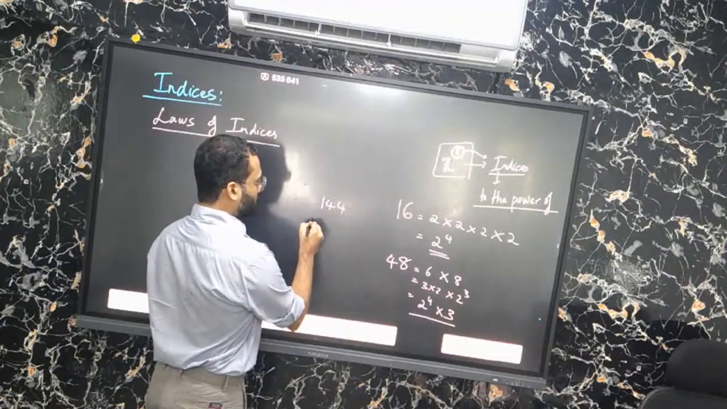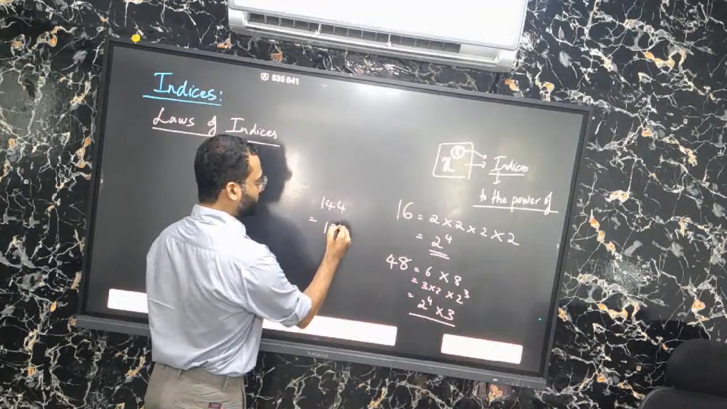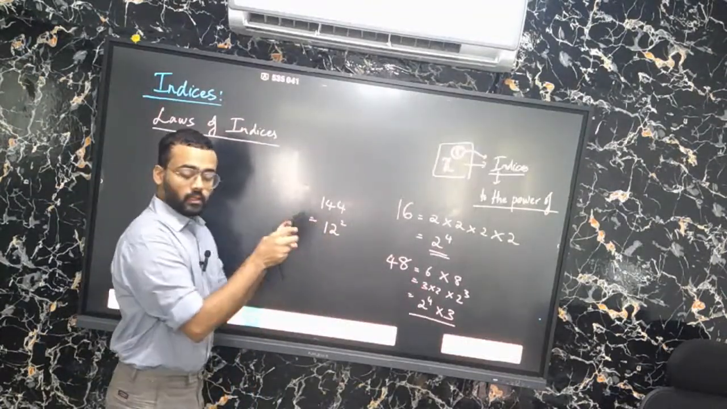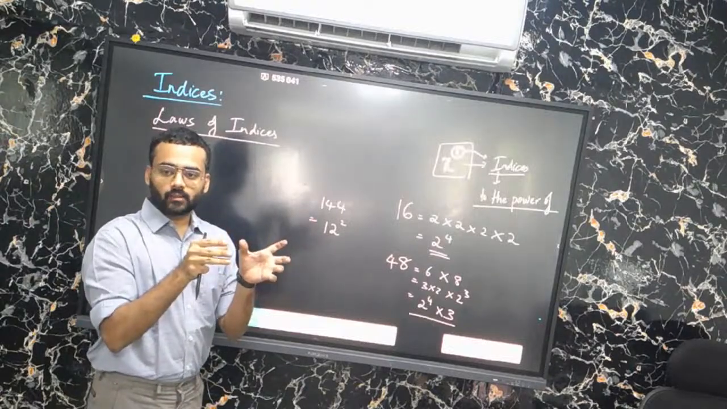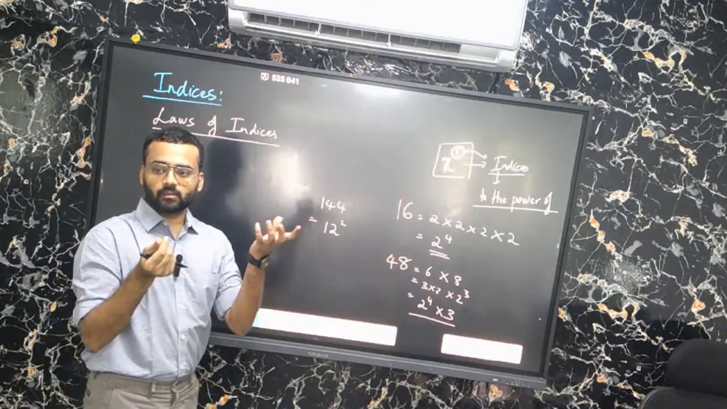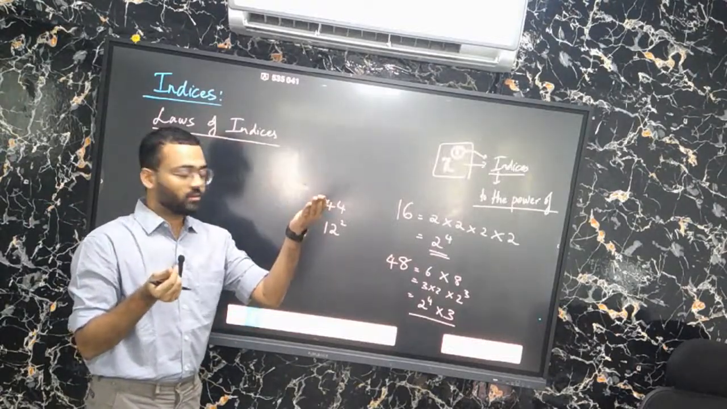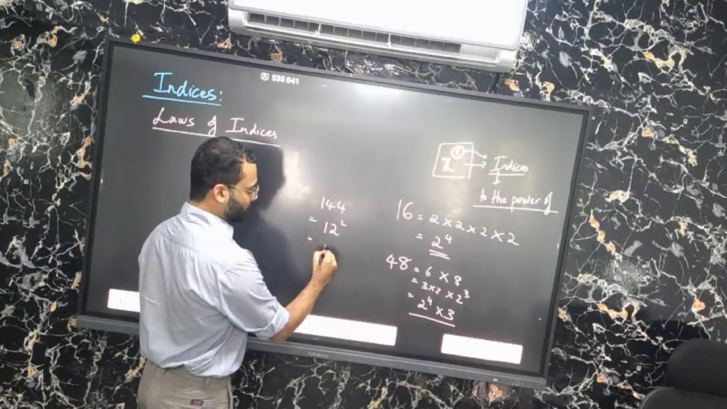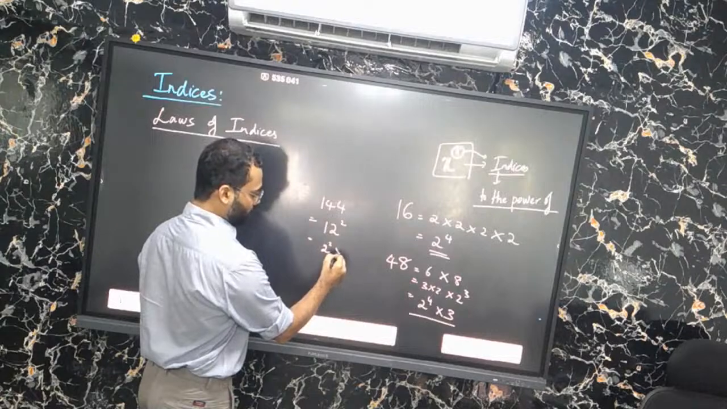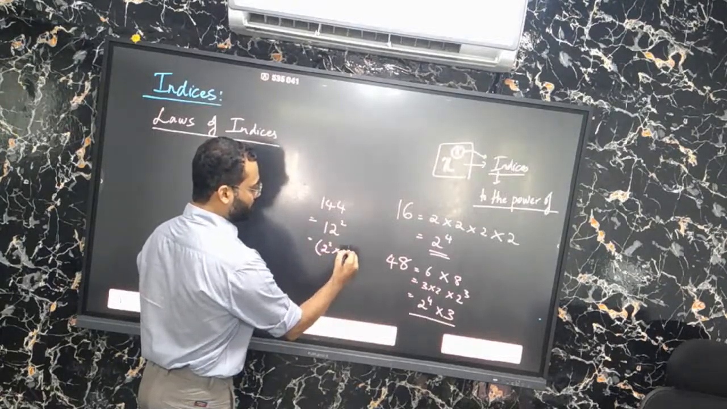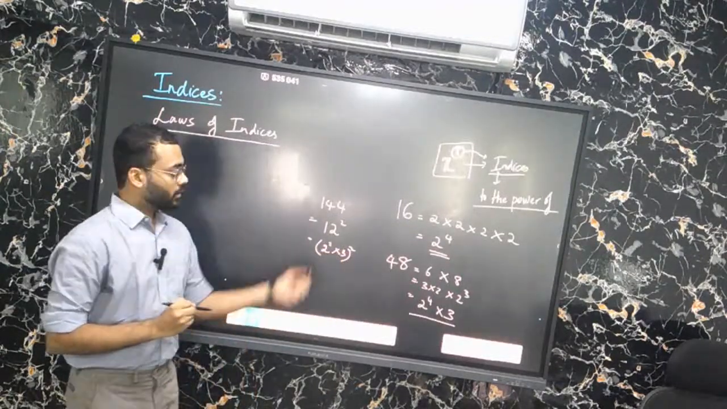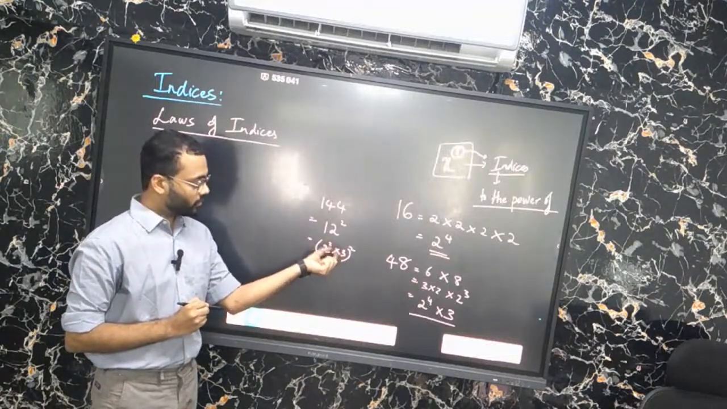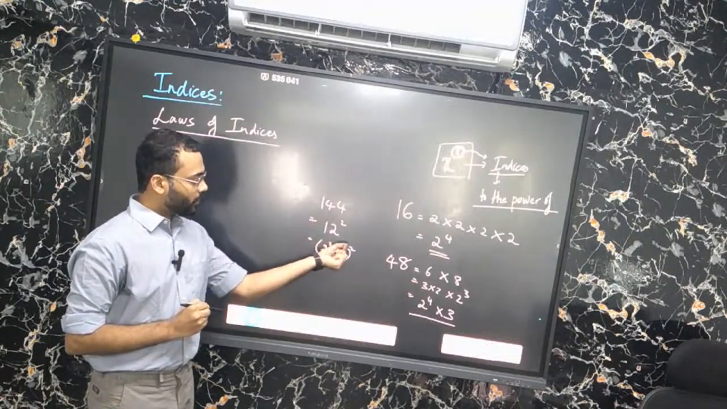144 is nothing but 12 square. But if I break 12 down into its prime factors, meaning numbers which are prime numbers raised to a power, 12 is nothing but 3 into 4, that is nothing but 2 square into 3, raised to the power 2. 12 is nothing but 2 square into 3. Now 2 square into 3 to the power of 2.